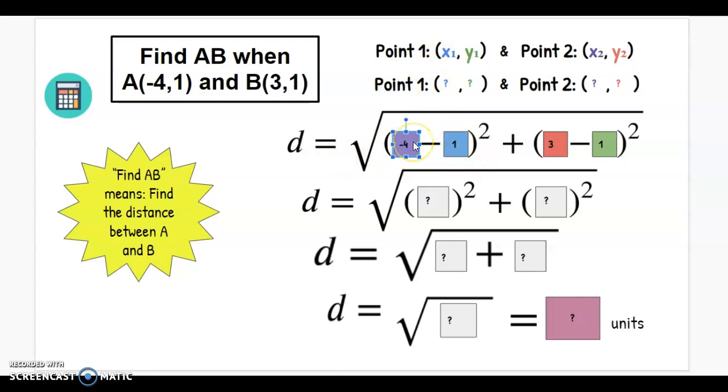Okay, I didn't want to do that. I can see how that could happen really easily. Control Z. So you have to make sure you're matching the points.